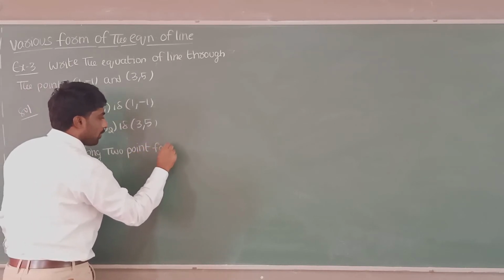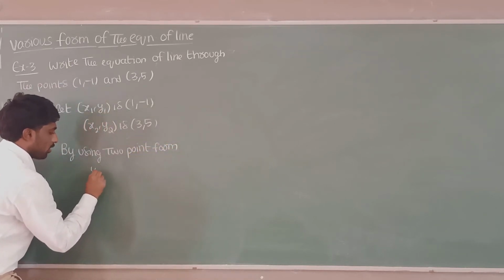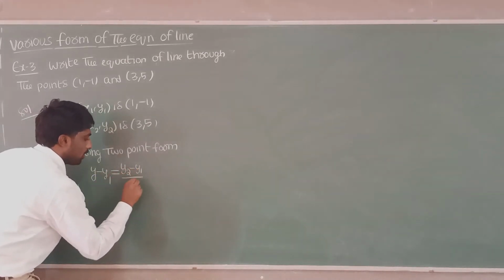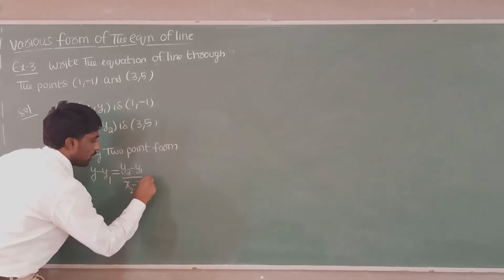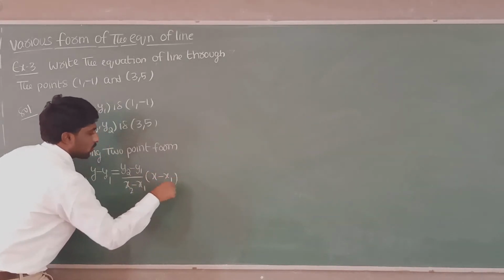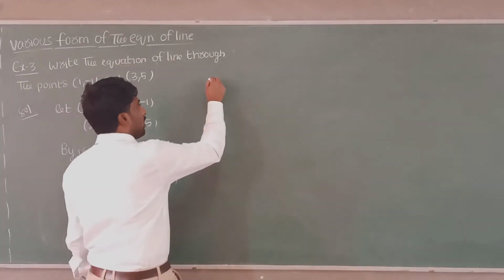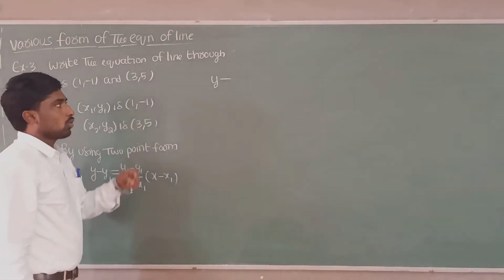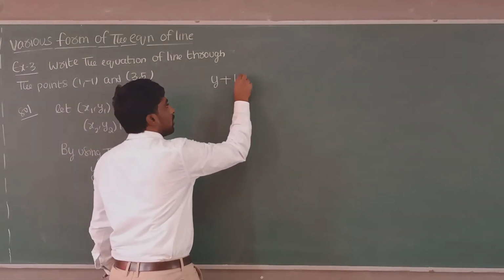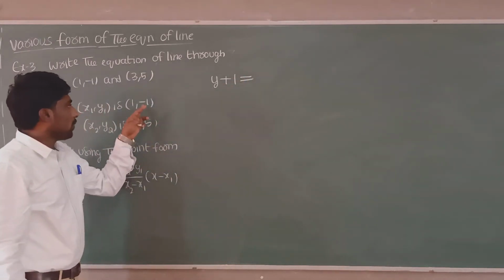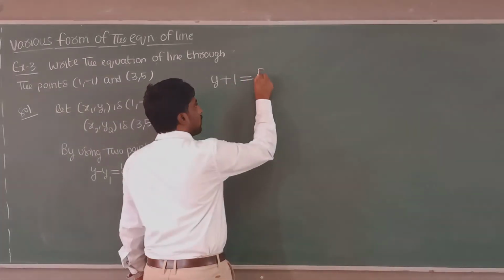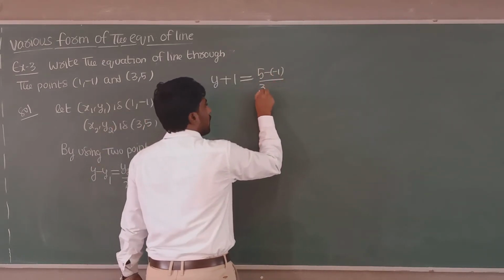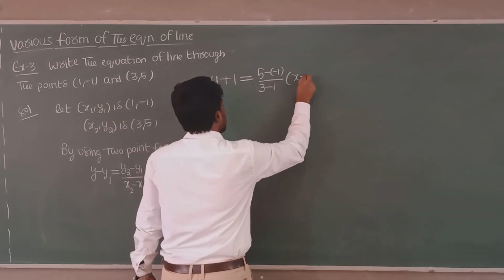what is the two-point form of a line? y minus y1 equal to y2 minus y1 by x2 minus x1 into x minus x1. Okay, is it clear? Now I have to solve. So y minus, what is the y1 value here? Minus 1. So minus of minus 1 becomes plus 1, which is equal to y2 minus y1. So what will I get here? 5 minus of minus 1 by x2 minus x1, 3 minus 1, into x minus x1.